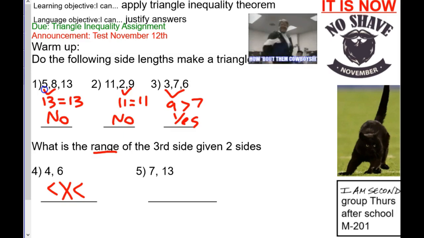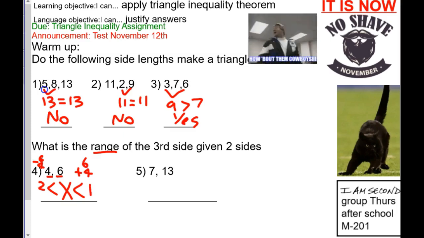Now, here's how you get the other two numbers. You're going to subtract these two numbers, big minus small. 6 minus 4 gives me what? 2. And then on the right side, you're going to take these two numbers and you're going to add them this time. And you get 10.